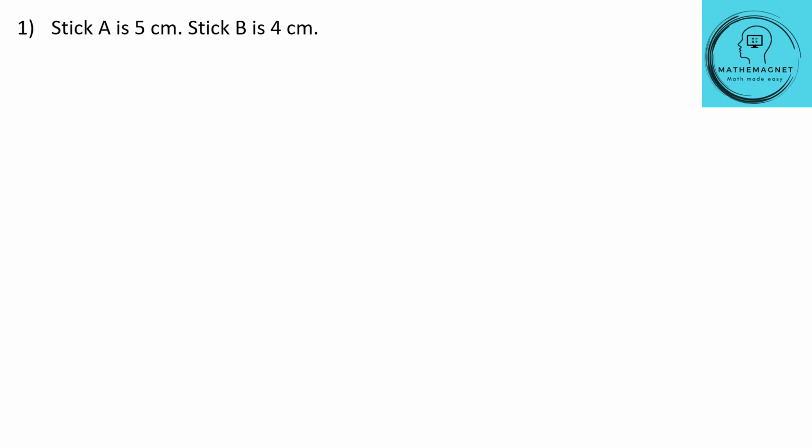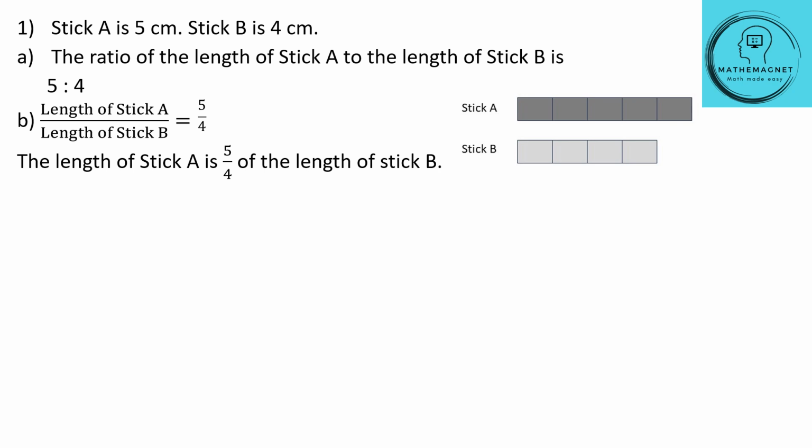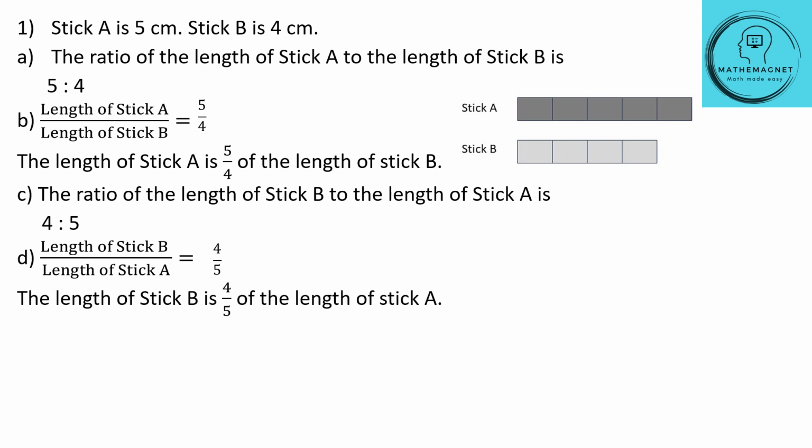Question 1. Stick A is 5 centimeters, stick B is 4 centimeters. Now the bar model will be like this. The ratio of the length of stick A to the length of stick B will be 5:4. Now length of stick A by length of stick B will be 5/4. So length of stick A is 5/4 of the length of stick B. Now see, the ratio of length of stick B to the length of stick A will be 4:5. Length of stick B by length of stick A will be 4/5. So length of stick B is 4/5 of the length of stick A.